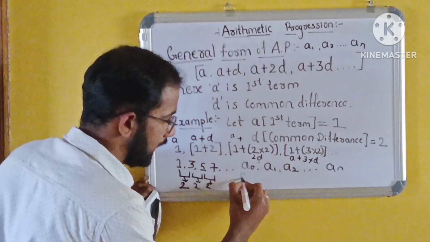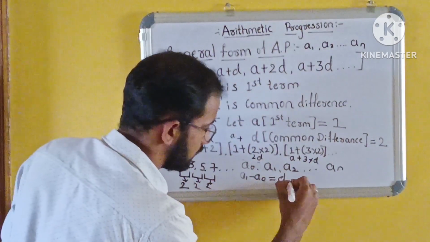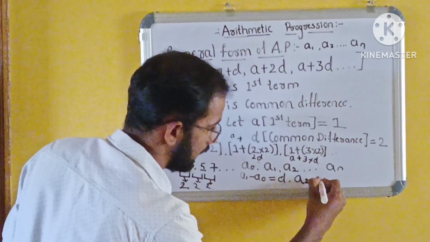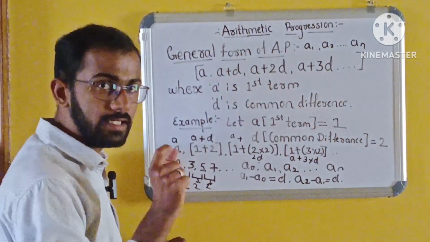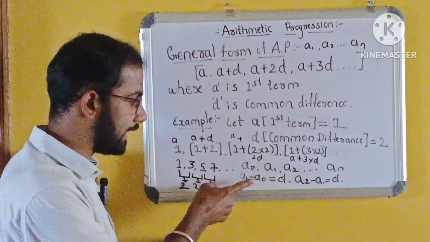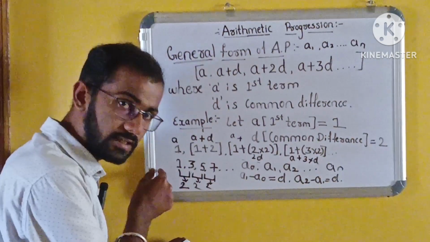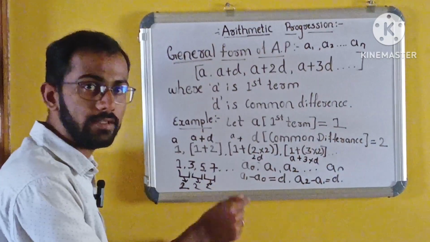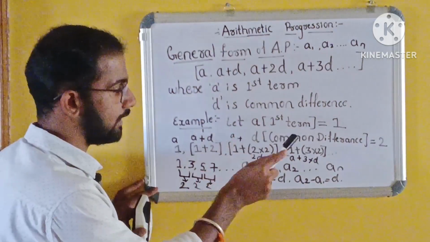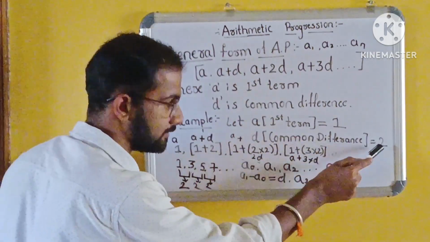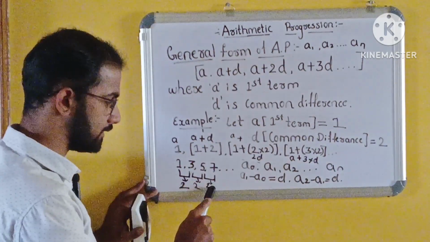Here the difference a1 minus a0 is d, and a2 minus a1 is d. That is the common difference. If we subtract the first term from the second term, that should be the common difference. As earlier we assumed, after getting the sequence we also get a common difference of 2.